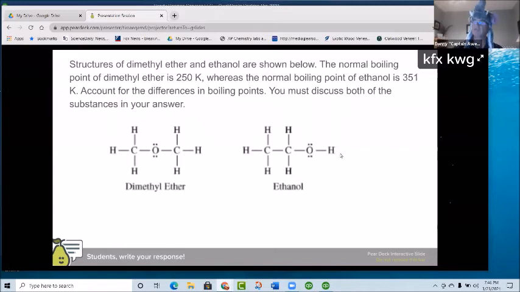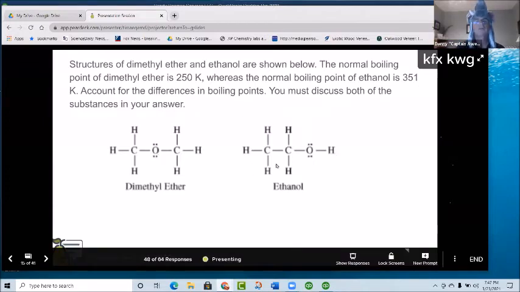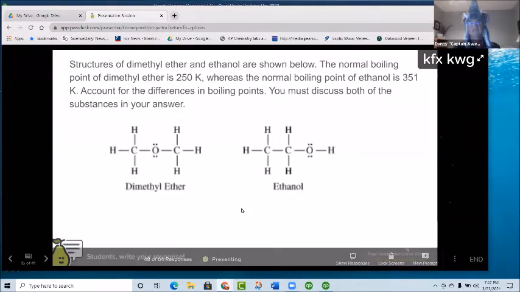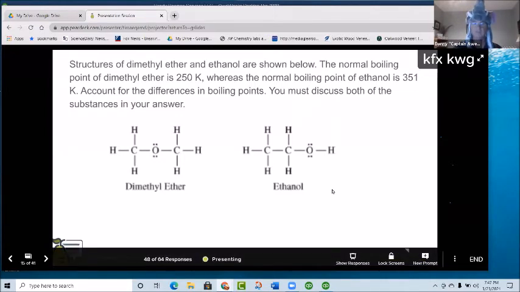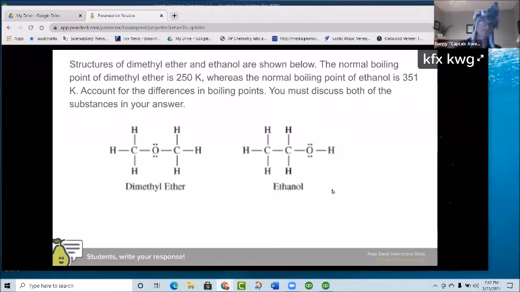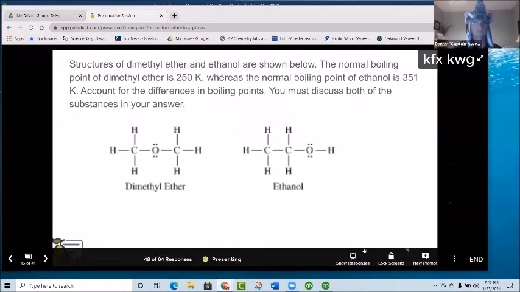To have a hydrogen bond, you have to have a hydrogen stuck to F over N, and it has to be attracted to an F over N on another molecule. So dimethyl ether does not fit that, but ethanol does. So y'all did a great job of discussing both of them. Here's the dimethyl ether, here's the ethanol. Because the ethanol is higher, it has to have stronger intermolecular forces, and it has hydrogen bonding, whereas the dimethyl ether does not. Those are great answers.